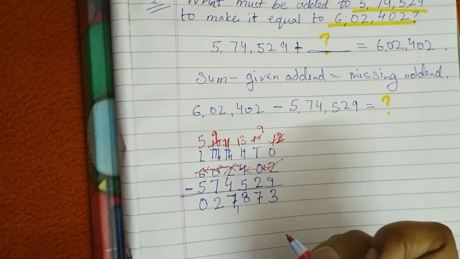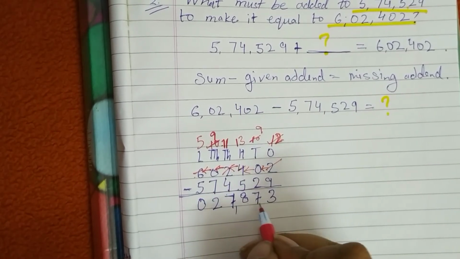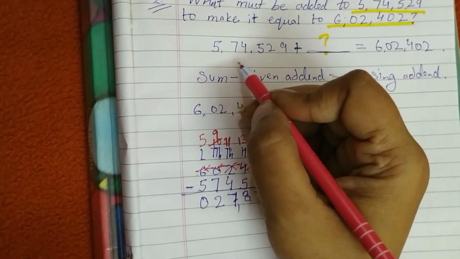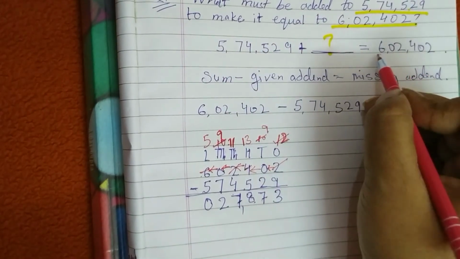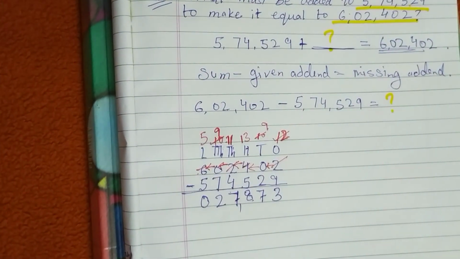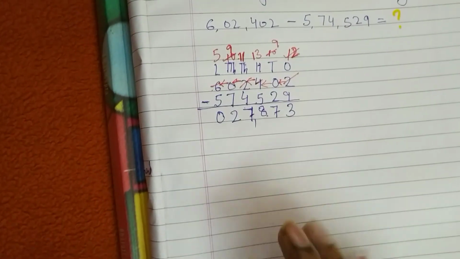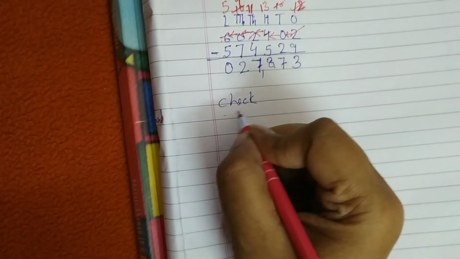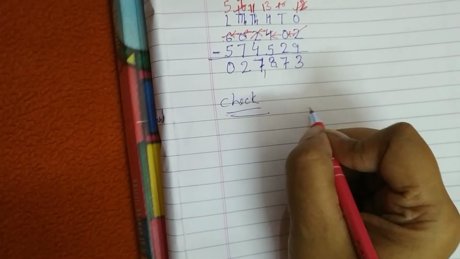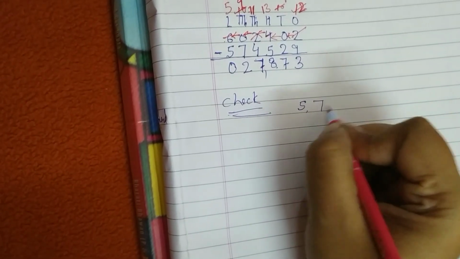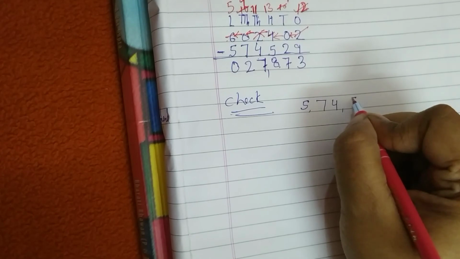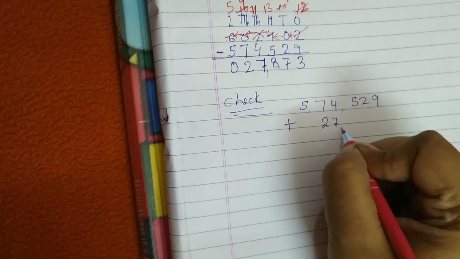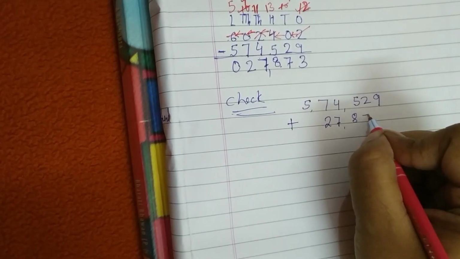So, what is your answer? 27,873. If we add 27,873 to 5,74,529, we will get this value. Yes, now let's check. Add. First 5,74,529 plus 27,873.